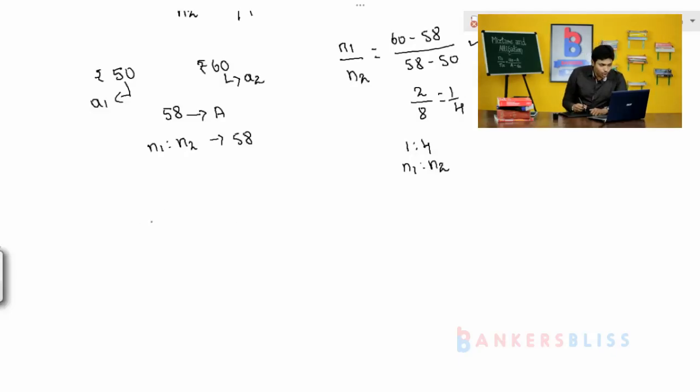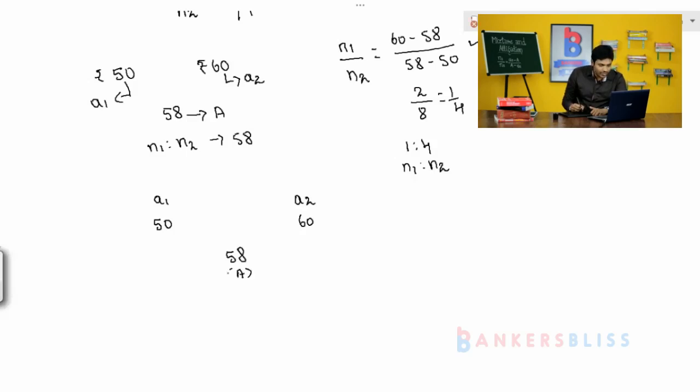So this is one simple technique that we follow. You have one more technique to solve. See the technique. The lowest price you write here, that is 50. This is called A1. The highest price you write here, that is A2, that is 60. After mixing, how much are you going to get? You are going to get 58. This is A.